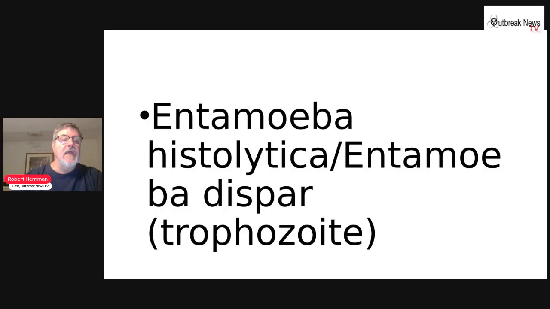So this is Entamoeba histolytica / Entamoeba dispar, the trophozoite stage. Anytime you have ingested RBCs, you know it's a pathogenic trophozoite amoeba. And the key characteristics are, of course, the nucleus with a central karyosome and even peripheral chromatin. All right, let's go on to the next one.